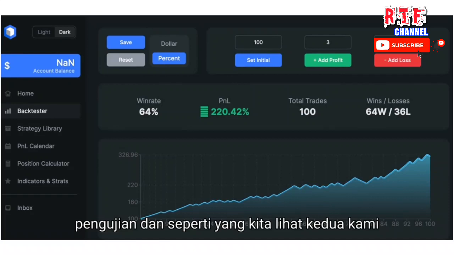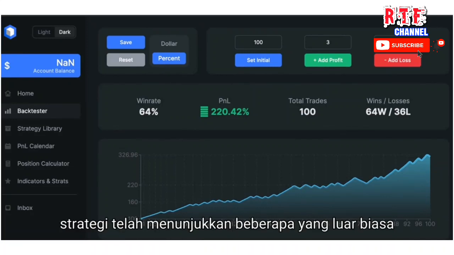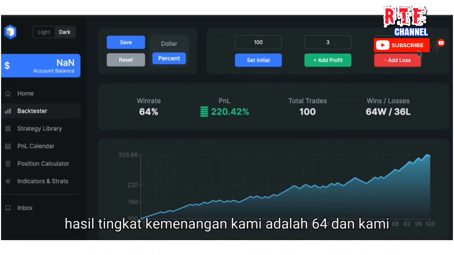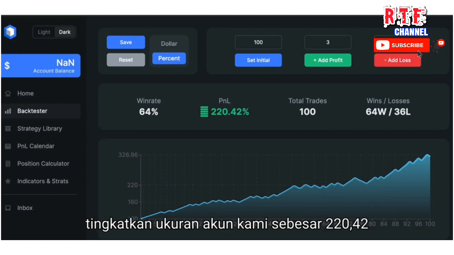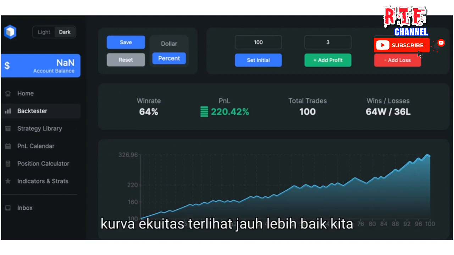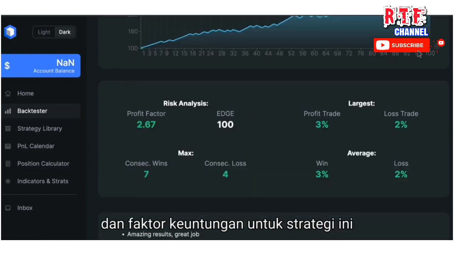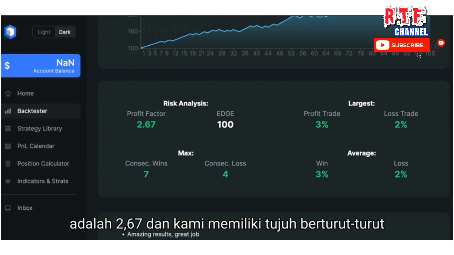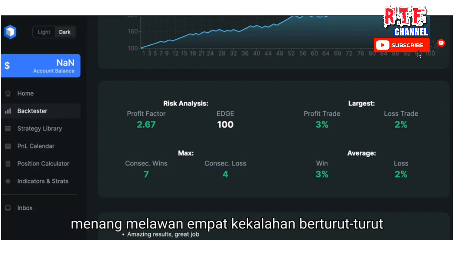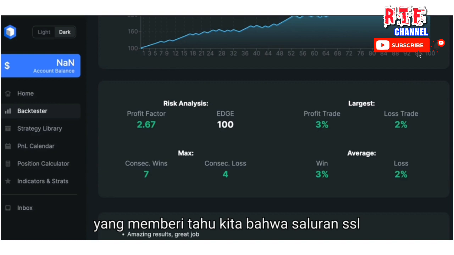Alright, so I just finished my backtesting and as we can see, our second strategy has shown some outstanding results. Our win rate is 64% and we increased our account size by 220.42%. The equity curve looks much better, we don't really have any serious drawdowns. And the profit factor for this strategy is 2.67 and we had 7 consecutive wins against 4 consecutive losses, which tells us that the SSL channel indicator is really good for entries.